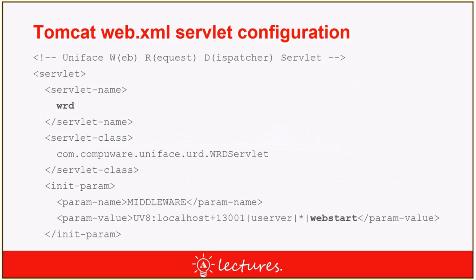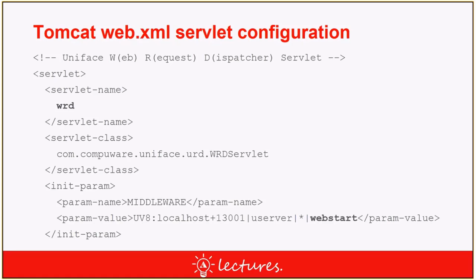If you open that WEB-INF/web.xml file, you'll see a definition of the WRD servlet. This will be defined by default in the Uniface context that we provide when you install Uniface. And if you look down below, you'll see the middleware parameter, and we're connecting to the local machine. You can see on a standard 1301 port. That might be different if we've got multiple Uniface installations. We say how to connect to the server, username and password, and then we give a UST, a named configuration, webstart here.